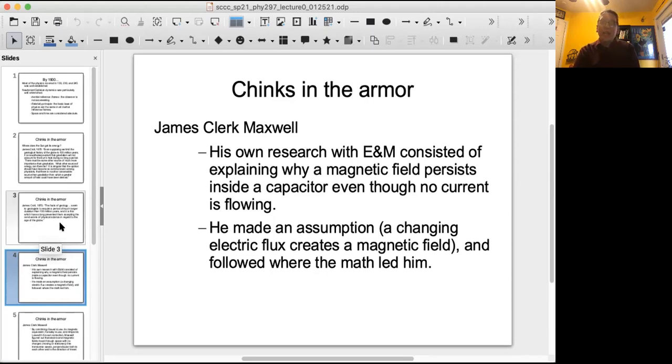Well, just as Faraday had figured out that a changing magnetic flux creates an electric field, Maxwell assumed that it was possible to go in the opposite direction, that a changing electric flux produces a magnetic field. And if you take that assumption, that explains why, as the charge is building up on the plates of the capacitor and the electric field inside the capacitor is increasing, you get a magnetic field within the sheets of the capacitor.